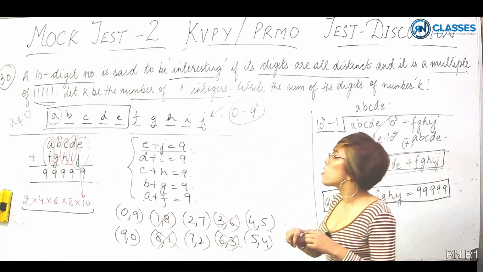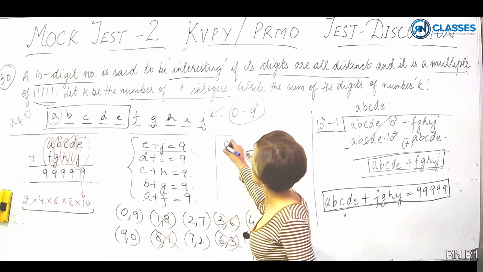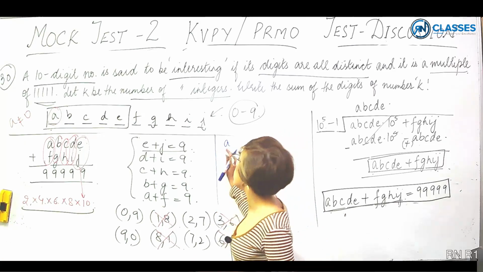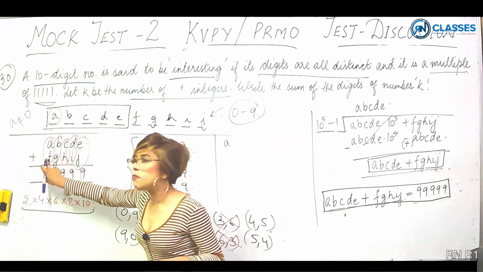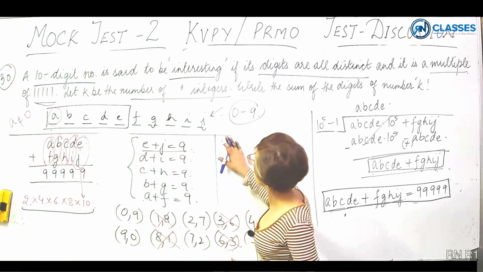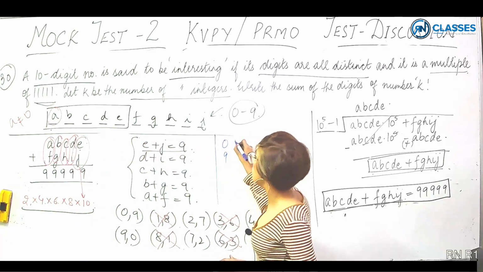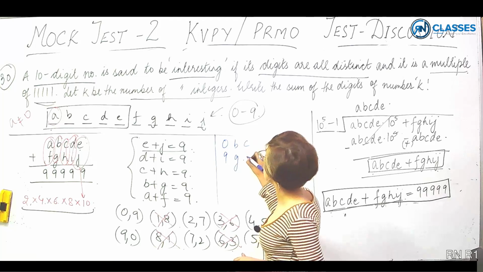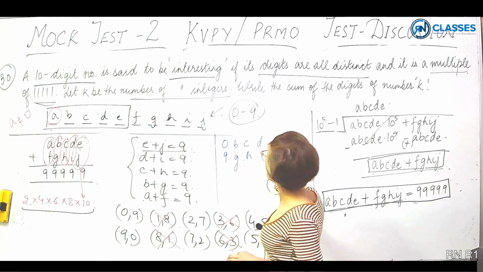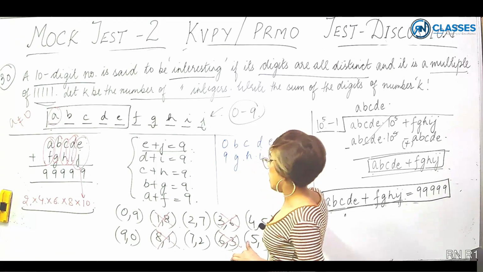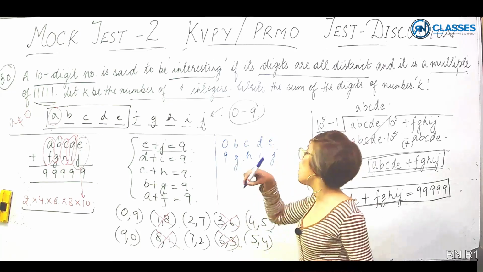Let's see. What are the extra cases? When A is 0, right? Now if A is 0, F has to be 0. So that means you have taken the case of 0 and 9. And then BG as it is. Then CH as it is. Then DI as it is. And EJ as it is. Right? Now let's see how many cases would be there.